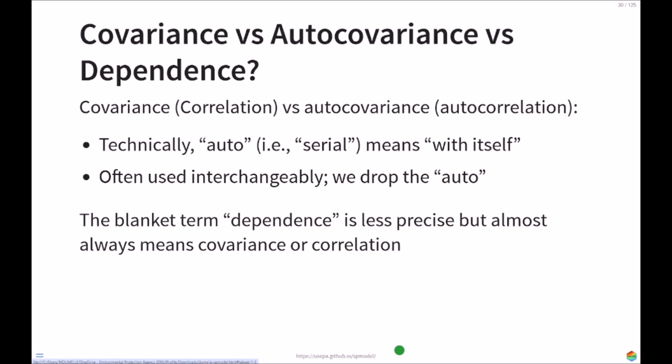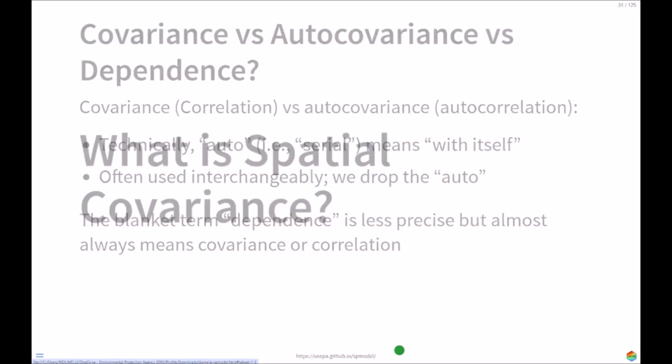We're going to drop the auto. So when we talk about covariance, if you see autocovariance, generally that just means the same thing. So a lot of synonymous terms get used, and I just want to clarify that a lot of these things are the same. The blanket term dependence is less precise than either covariance or correlation, but almost always means covariance or correlation. So if you see someone talking about spatial dependence, generally what they mean is that we are measuring similarity through covariance or correlation. So a lot of words used similarly.